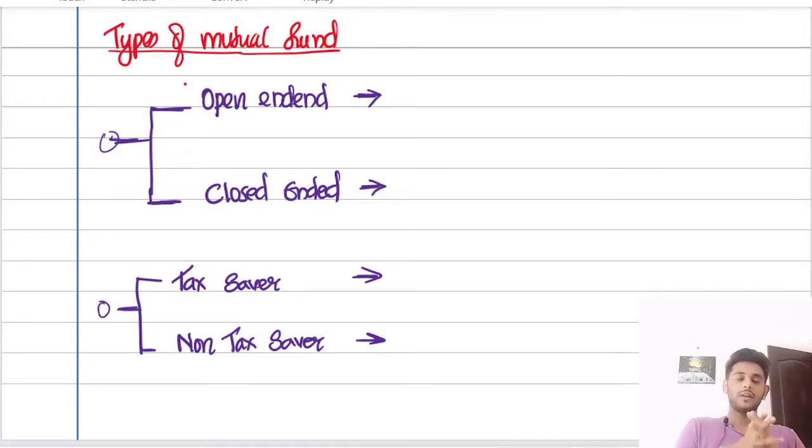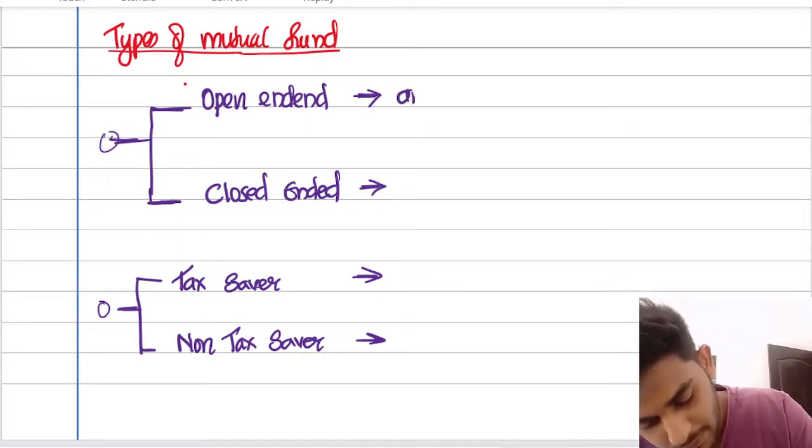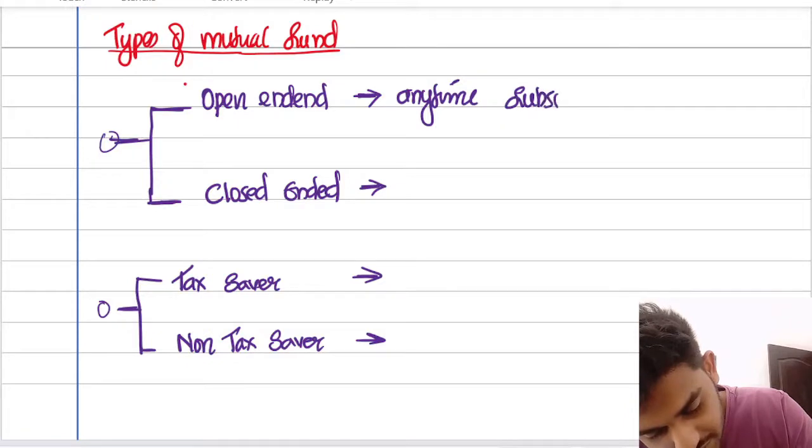So what is an open-ended mutual fund? From the name itself, we can derive that it is open for investment and open for redemption at any point of time. Means at any time I can invest in that mutual fund, I can withdraw from that mutual fund. Okay, that is what an open-ended mutual fund is. At anytime subscription or redemption.